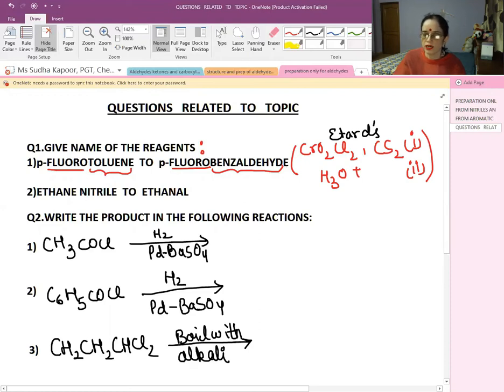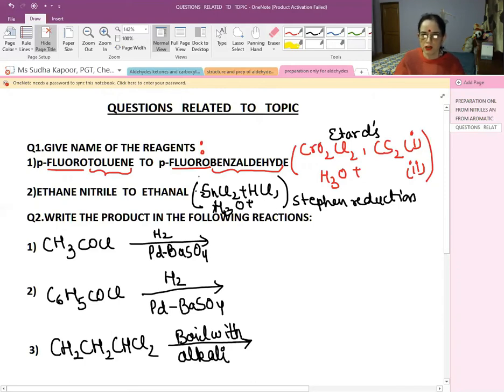Now the second one, ethane nitrile into ethanal. Students, the CN part is to be converted into the aldehyde. So it is the Stephen reduction, or we can use DIBAL-H. I am writing here the reagents for Stephen reduction, that is SnCl2 plus HCl followed by acidic hydrolysis. We have just done it, that it is the Stephen reduction. So the first conversion is carried out by the Etard reaction, parafluorotoluene to parafluorobenzaldehyde, and the second is the reduction carried out by the Stephen reduction with its reagent.